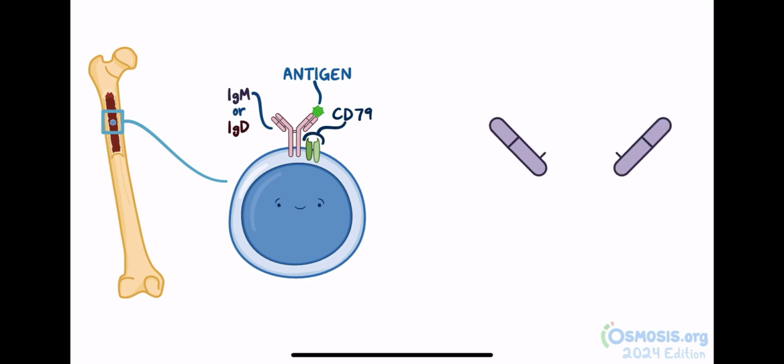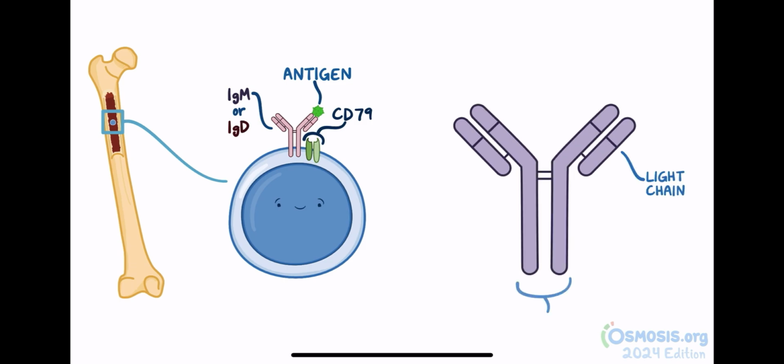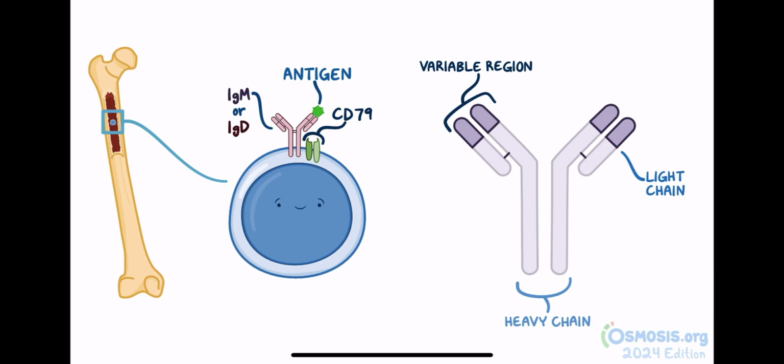Each antibody has two identical light chains and two identical heavy chains that combine into a Y shape. So this Y-shaped antibody has two arms with identical tips, which is called the variable region. This variable region contains an antigen binding domain that's unique to that antibody.